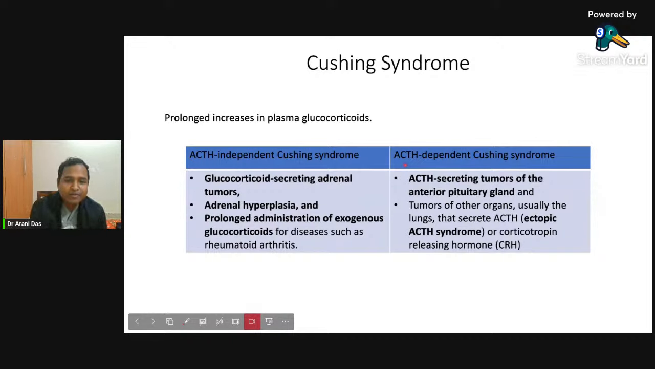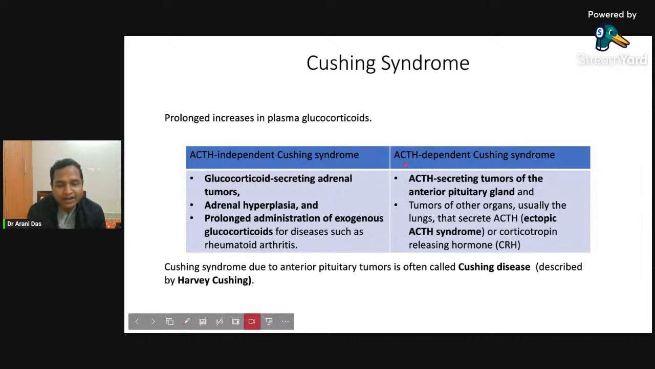Now, this syndrome was identified by Harvey Cushing. When he discovered this Cushing syndrome and classified all its clinical features, he identified the primary cause as the pituitary tumor, the anterior pituitary tumor.